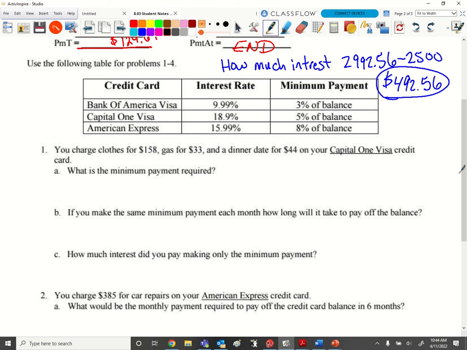right about here. You charge clothes, $158, $33 for gas, and a dinner date for $44 on your Capital One Visa credit card. What's the minimum payment required? How would I figure that out? How do you think we should figure it out? Add the numbers together, right? So what is the total first?